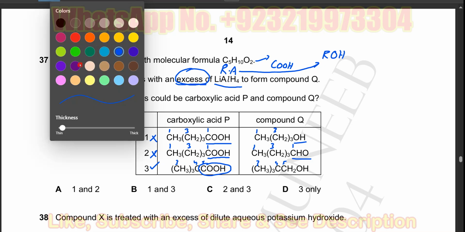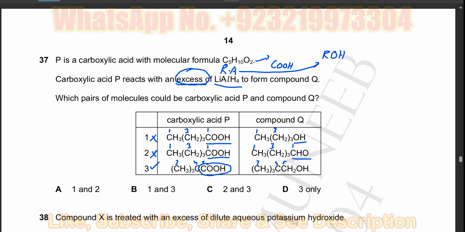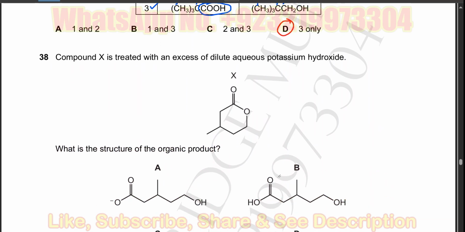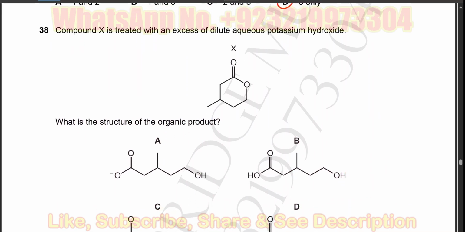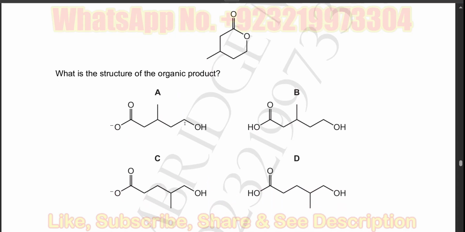And from the given options A, B, C, D, the right option becomes D, because it is the only product obtained as a result of this reaction. Now question number 38. Compound X is treated with an excess of dilute aqueous potassium hydroxide. What is the structure of the organic compound?